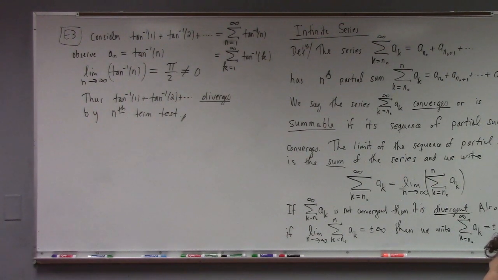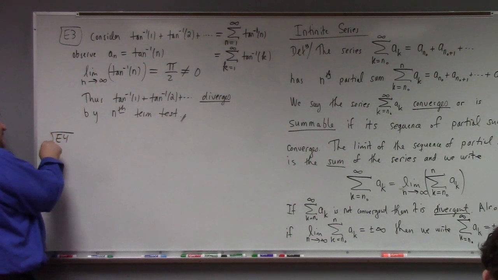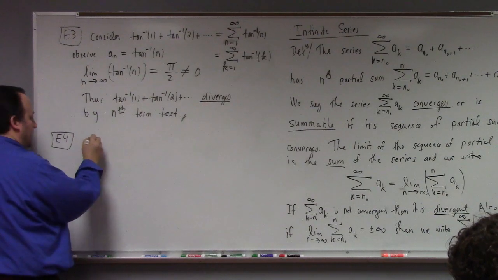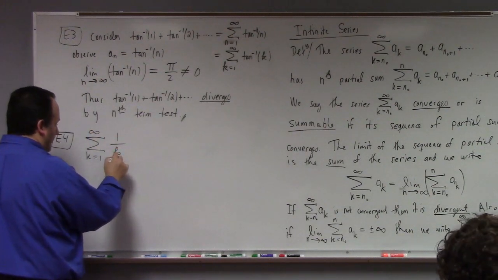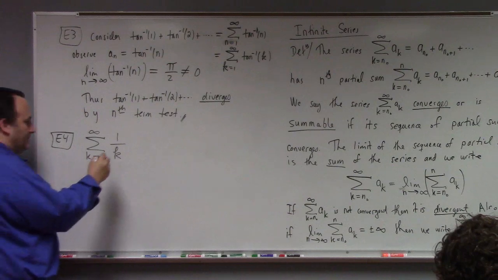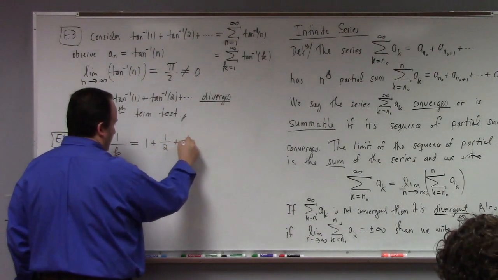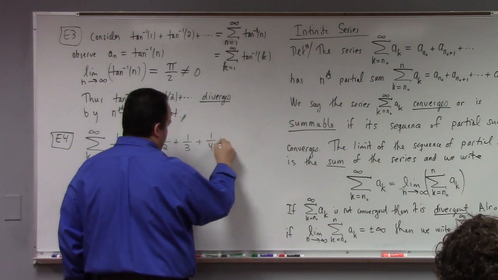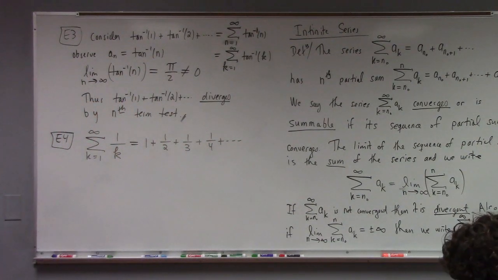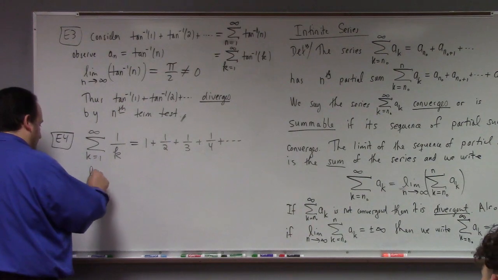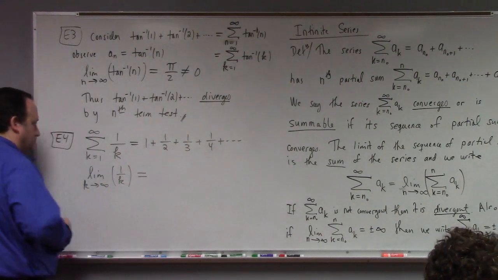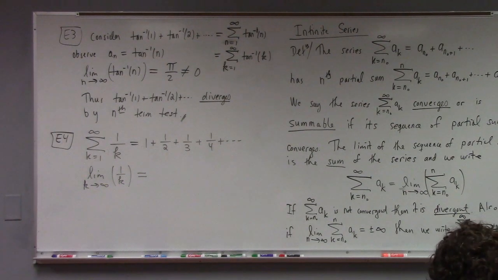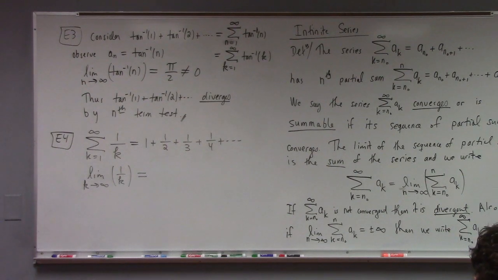So example 4, here's one of the fundamental temptations of calculus 2, to think about this one. Sum k equals 1 to infinity of 1 over k. All right. So this is equal to what? 1 plus a half plus a third plus a fourth, and so forth and so on, forever and ever, right? What happens if you try to do the kth term test here? What's the limit as k goes to infinity of 1 over k? That's 0, right?